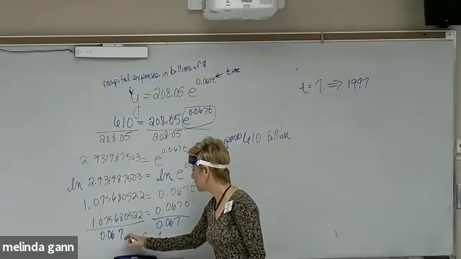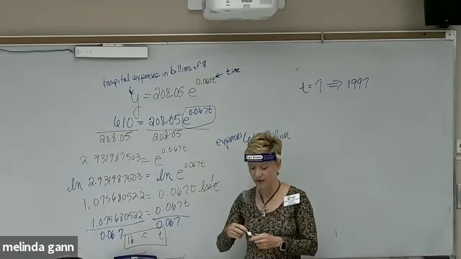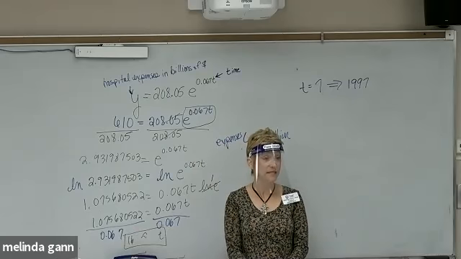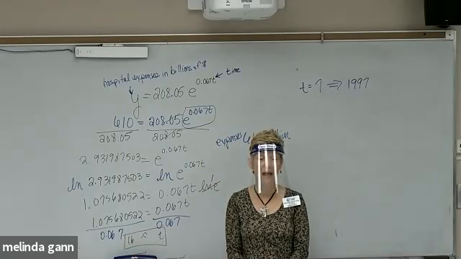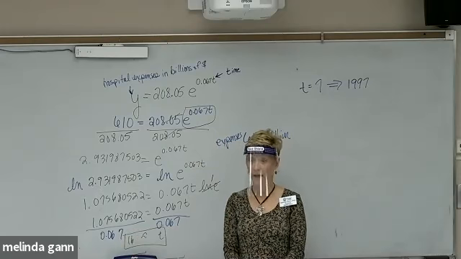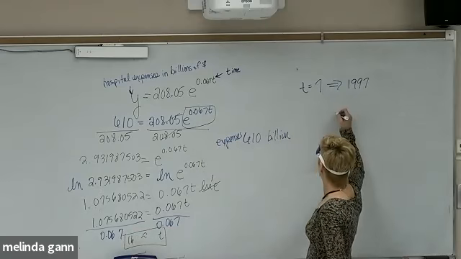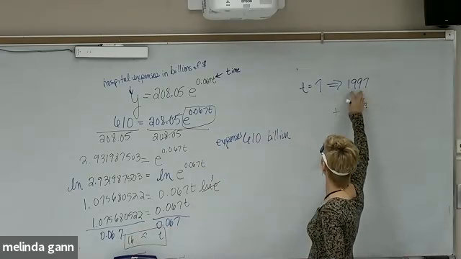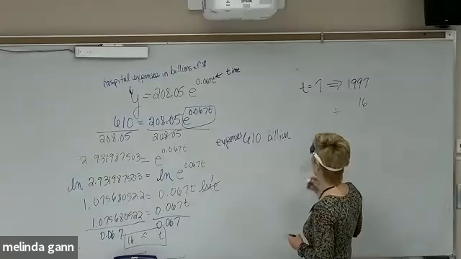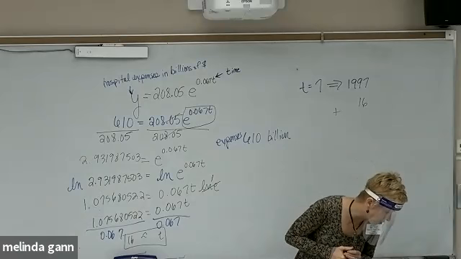Now, look why this is not exactly the right answer. I mean, it's not that it's wrong, I'm just not finished. So it takes about 16 years, but they didn't ask me how long it took. They asked me what year it was, right? So help me out here. I've got to add 16 years to 19 what? 97. So what year is that going to get me? About what year? 2013.